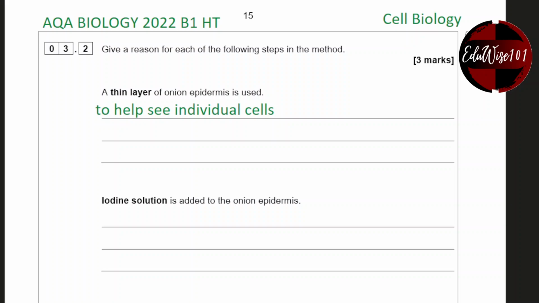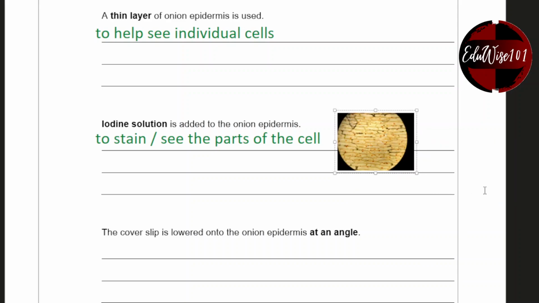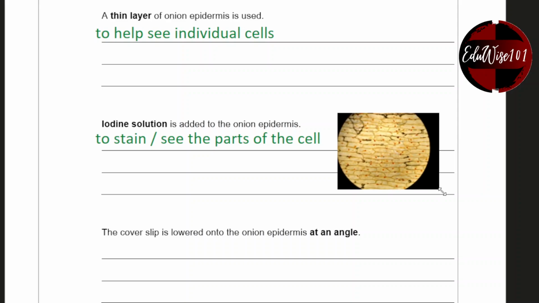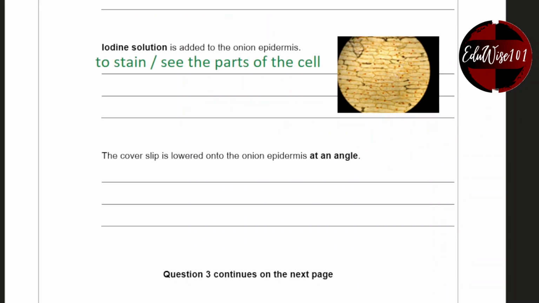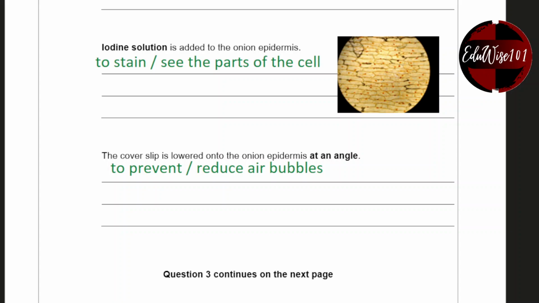Iodine solution is added to the onion epidermis. The iodine is actually used as a stain to see parts of the cell. So what you would see is something very similar to this once it's been stained with iodine. The cover slip is lowered onto the onion epidermis at an angle. Why do you want to put it at an angle? Is to prevent or reduce air bubbles. If you just lay it on the top, it might actually trap air bubbles.